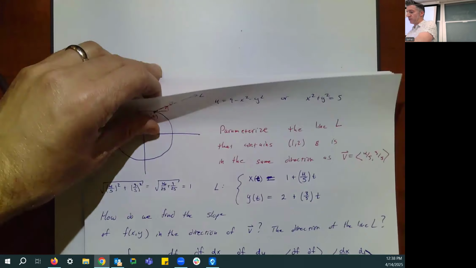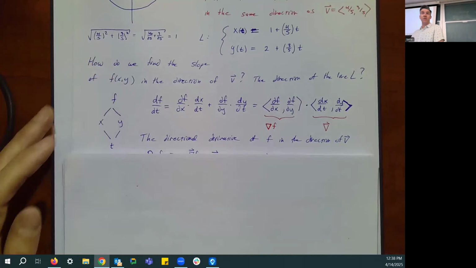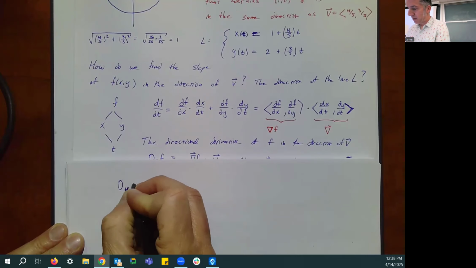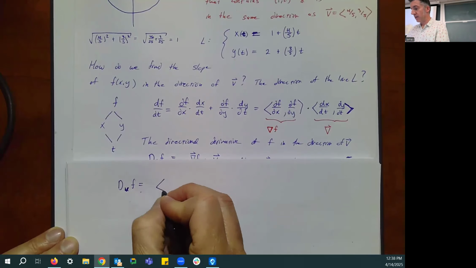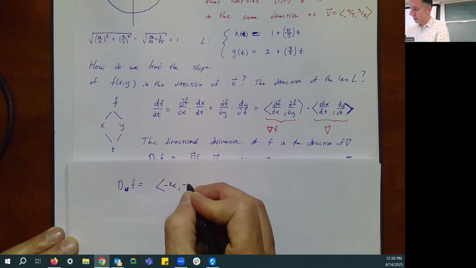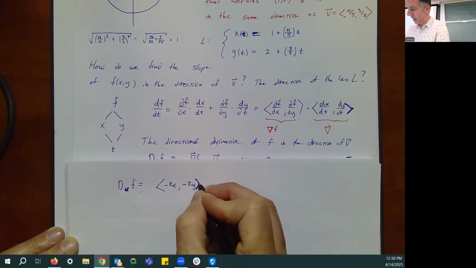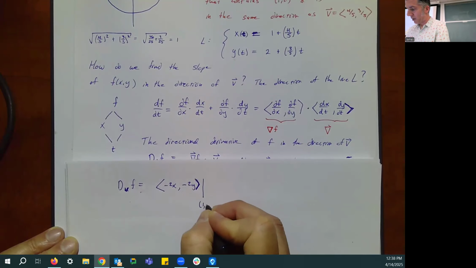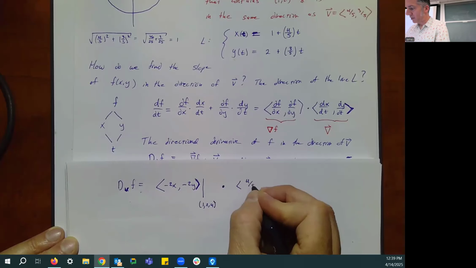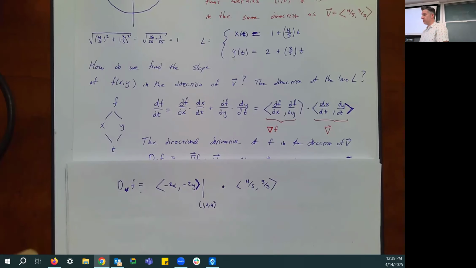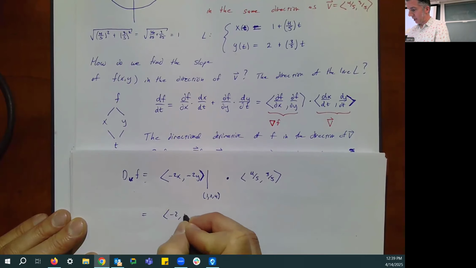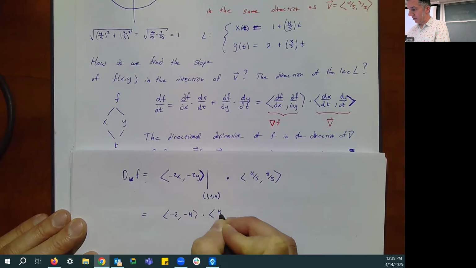So to answer the question that we were starting with, what is the actual value of this directional derivative? Well, in this case, our gradient is negative 2x, comma, negative 2y. And we're going to have to evaluate that at the point of interest, which is 1, comma 2, comma 4, dotted with the vector 4/5, comma 3/5. So plugging in those points, we get negative 2, comma, negative 4, dotted with 4/5, comma, 3/5.